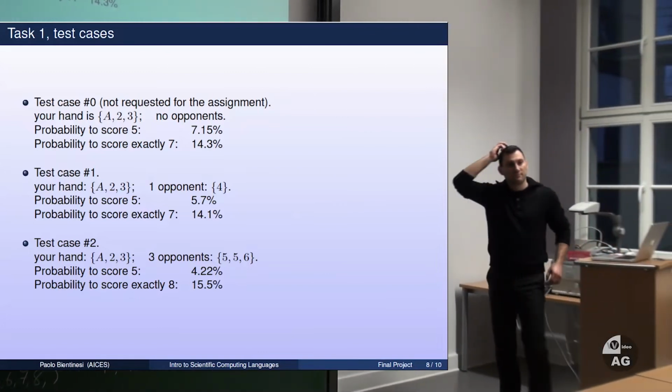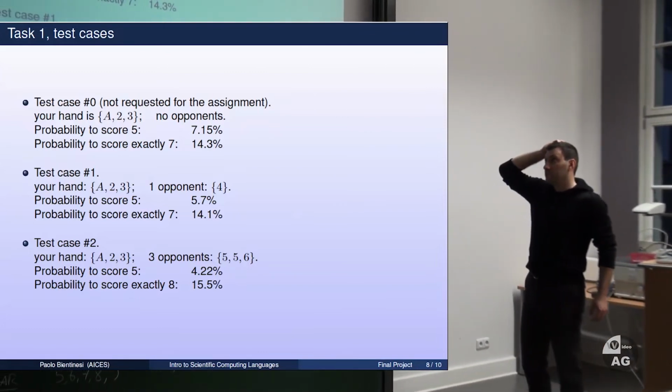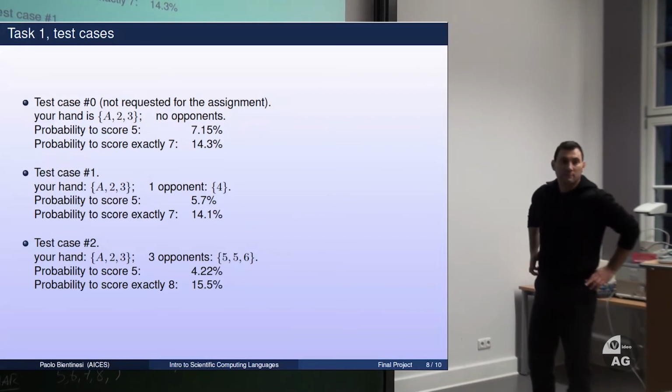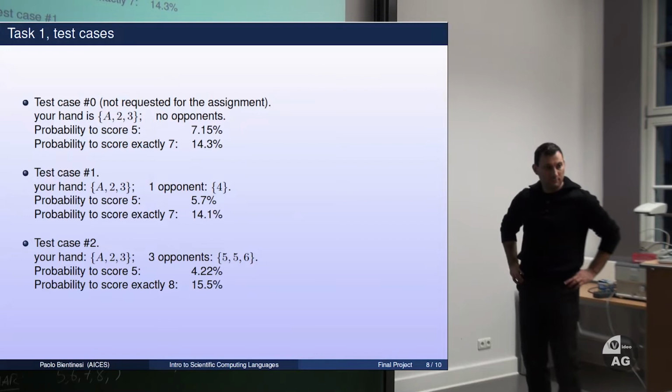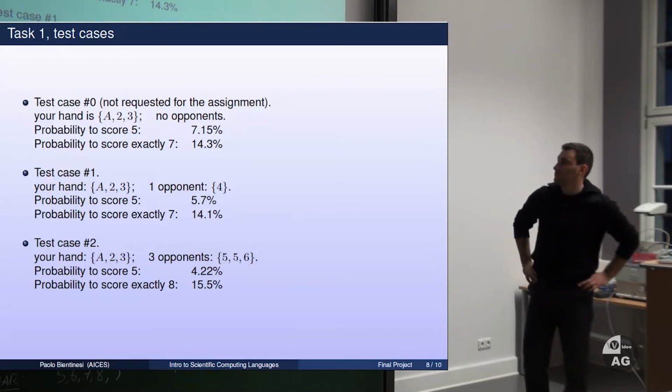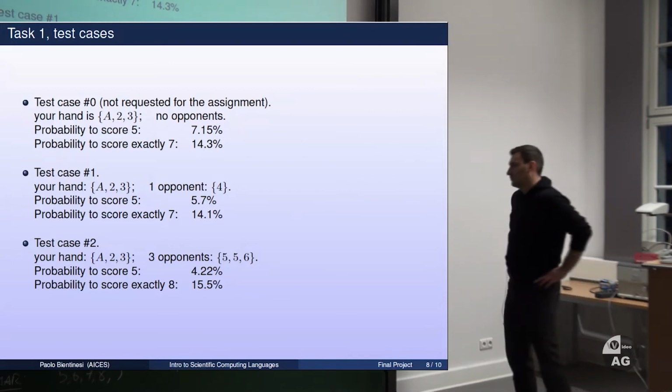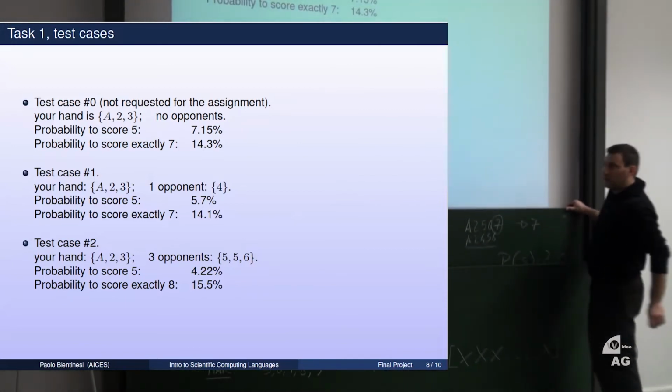Yes? In test case 1, if the opponent doesn't have a 4 but for instance a queen, the probability to score a 5 in both cases should be not equal but quite similar. It changes. It's not equal, it changes. Sorry, why do the probabilities of 5 and 7 in test case 1 differ so much? Okay, I can help you with this.